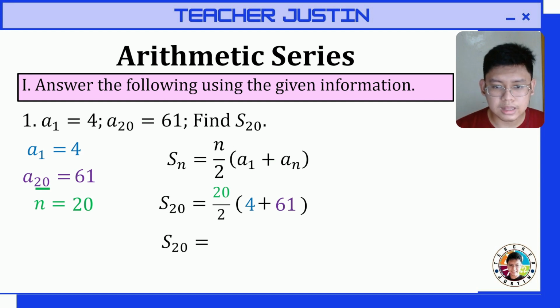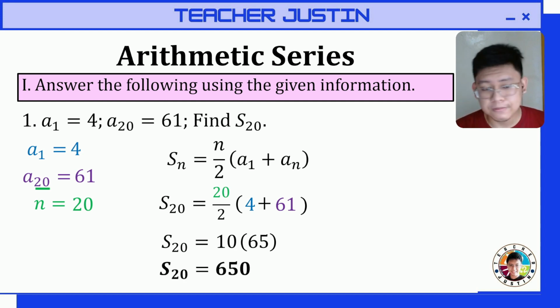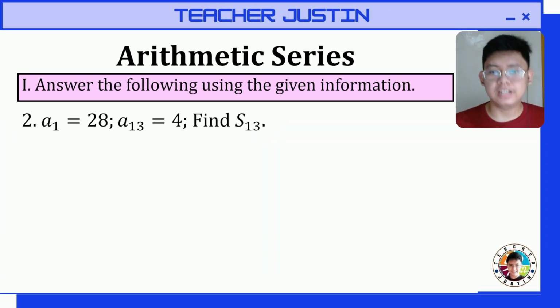Okay, now let's simplify. So, S sub 20, 20 divided by 2 will give us 10. Tapos, 4 plus 61 will give us 65. Now, let's multiply 10 and 65. That will give us 650. So, the sum of our first 20 terms of this arithmetic sequence will be 650. And that's it. Ta-da!